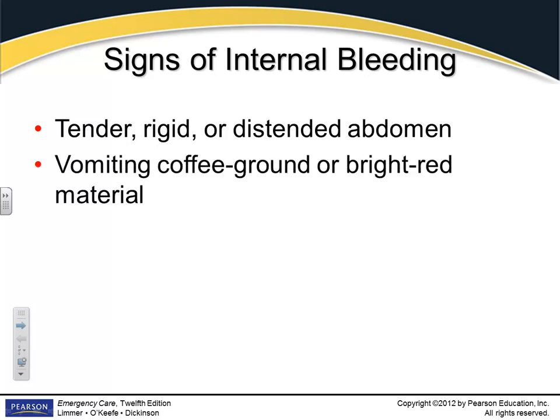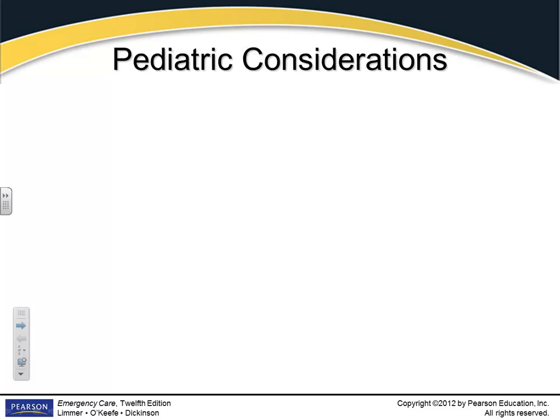If they vomit coffee-ground or bright red material. So what do we know about the coffee-ground looking stuff? Old blood. Bright red, new blood. Both are bad.